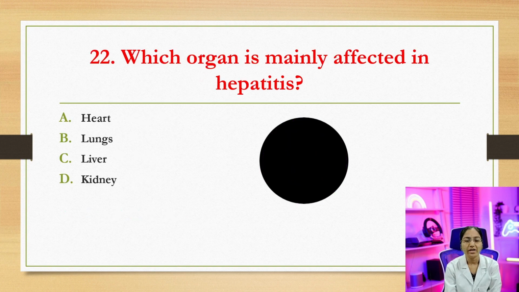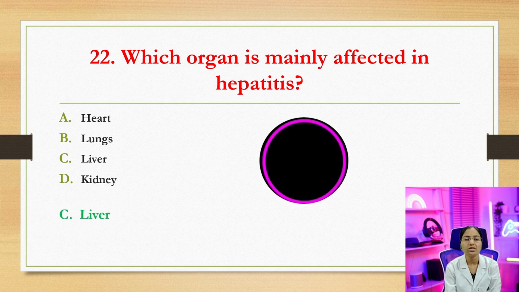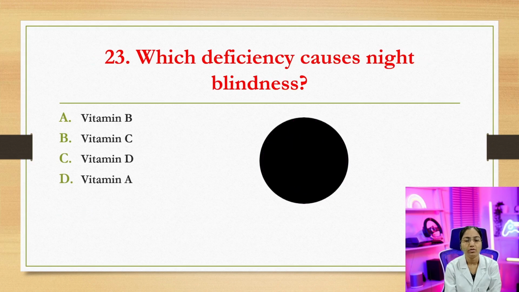Which organ is mainly affected in hepatitis? Options are given. Your correct answer is liver. We'll move to the next one.